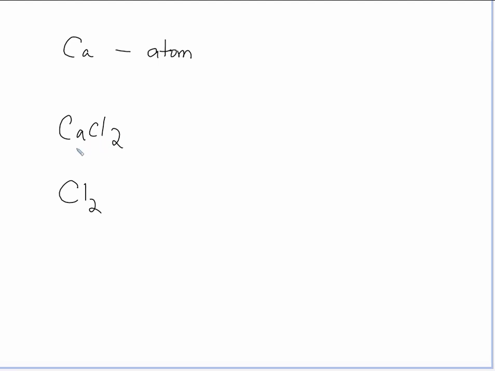Now, how you can tell whether it forms a formula unit or a molecule is to look at the first element in the formula. If that is a metal, then it forms what's called a formula unit. Formula unit, that's supposed to be a U there. If the first element is a nonmetal, then it forms a molecule.